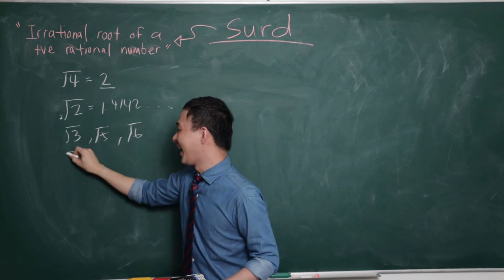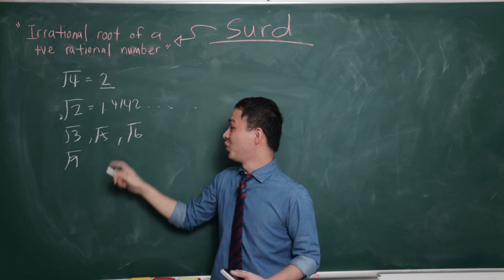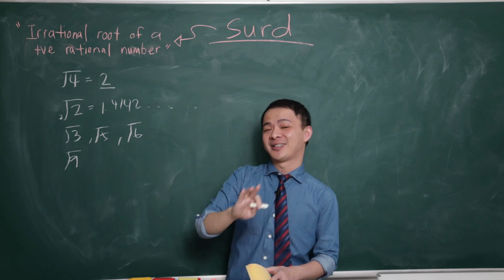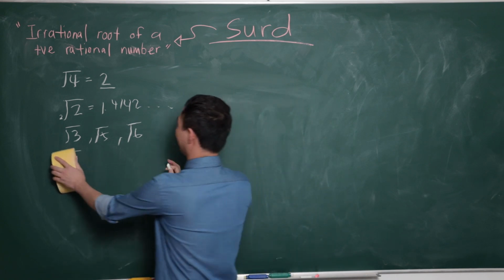Okay, like square root 9, is it an infinite decimal? No, because you will get 3, right? So now at least you need to understand what is a surd and what is not a surd.